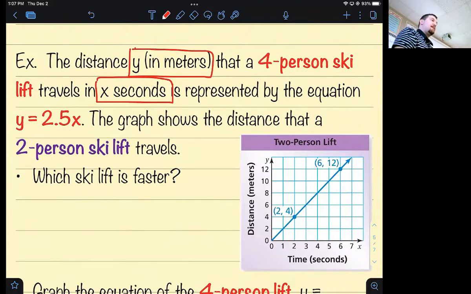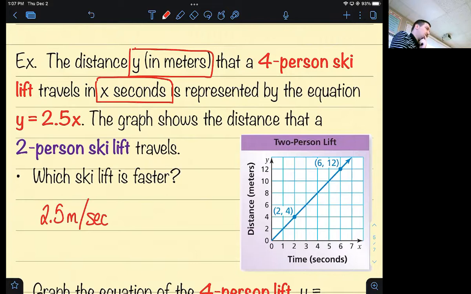Well, the speed, another name for speed is rate. And another name for rate is what? Lizzie? The slope. Exactly. So what we're really asking you to do here is just compare the two slopes. Now for the 4-person ski lift, they've already given us our M value of 2.5. That means that for the 4-person ski lift, it's traveling 2.5 meters, because it's Y first, per second, because it's X last, X on bottom.